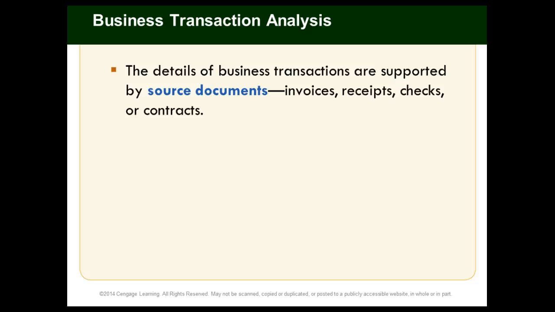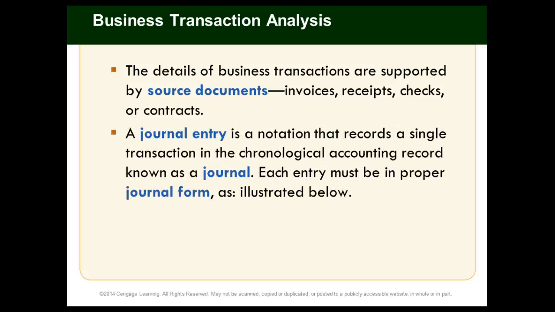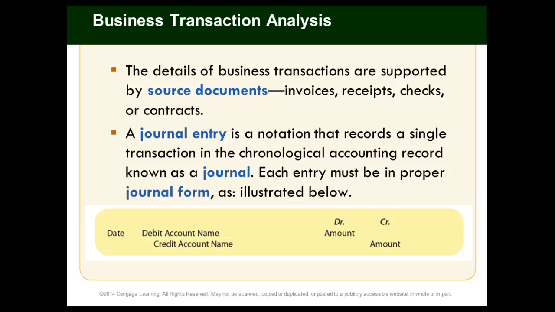We have to have the documents to substantiate what we do. Source documents may be checks, invoices, receipts, or contracts. But we have to have the source documents in order to enter anything into the system. A journal entry is a notation that records a single transaction in a chronological accounting record known as a journal. Each entry must be in proper journal form, as shown below.